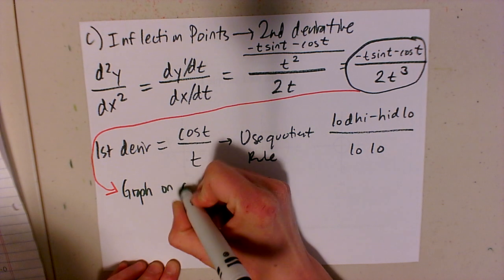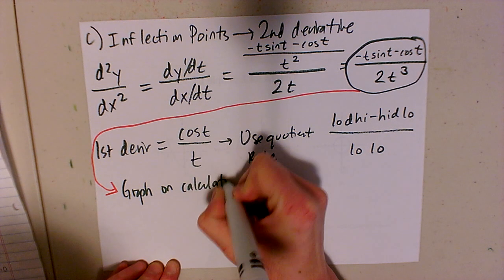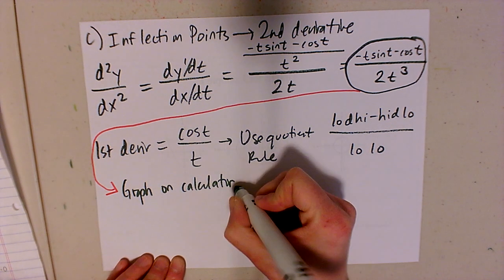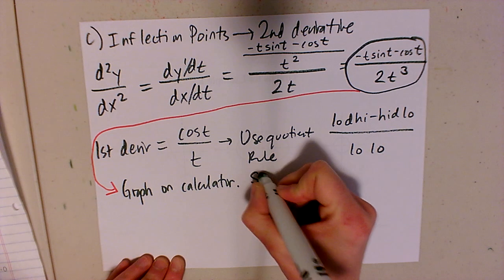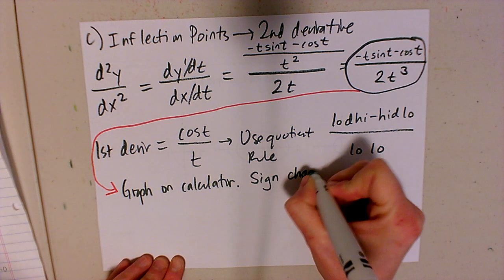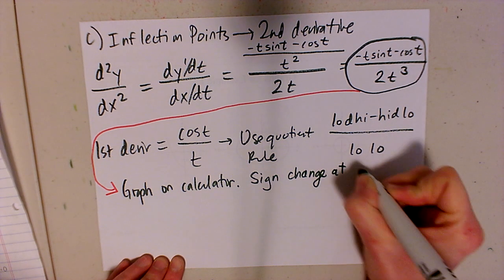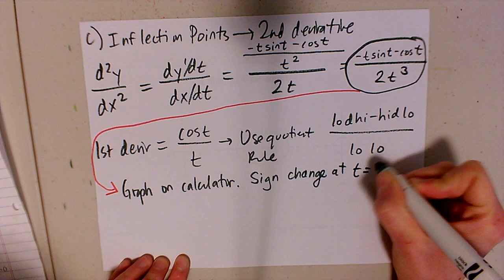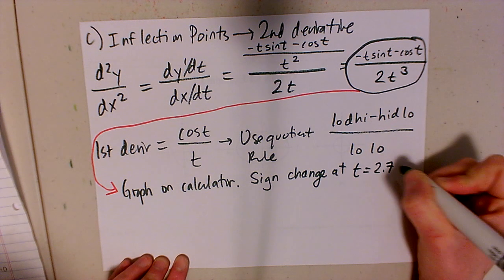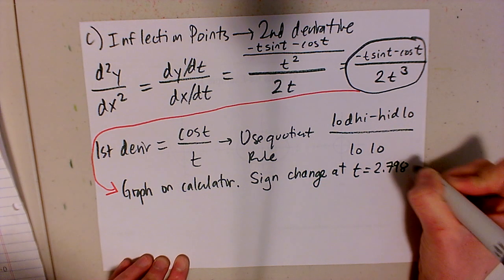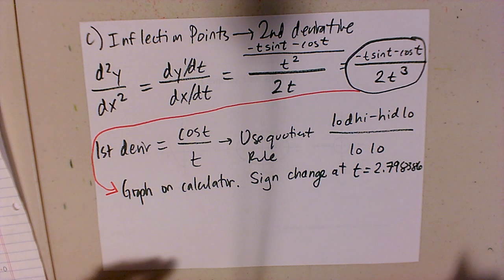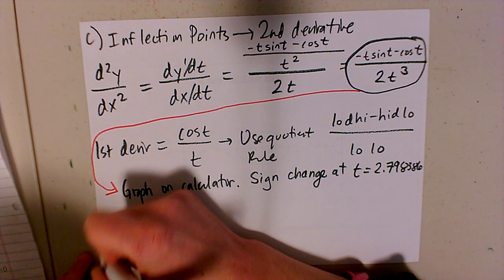So graph that on your calculator, and when you do that, you'll see that you have a sign change at t equals 2.798386. Okay, so remember, the inflection point is going to be where your second derivative is 0, right?